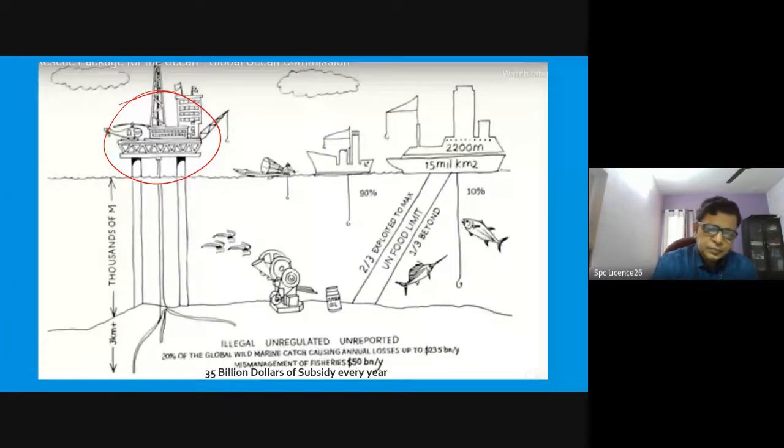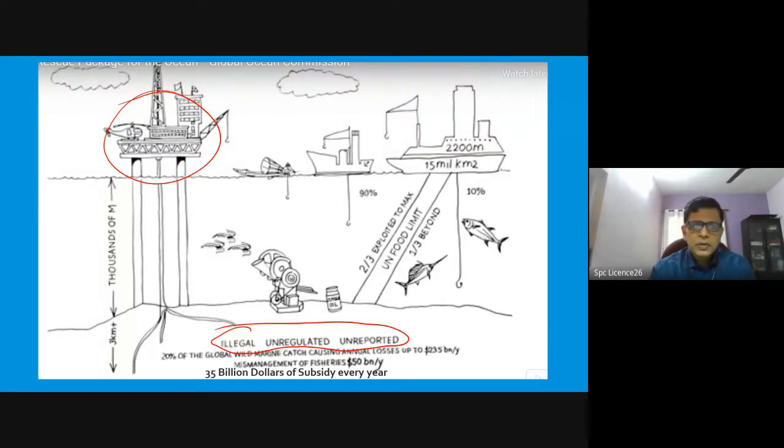Then illegal, unregulated, and unreported fishing accounts for nearly 20% of the global wild marine catch. This includes what are referred to as rare species also. And unfortunately, rare species do fetch a hefty price in the smugglers market as such.